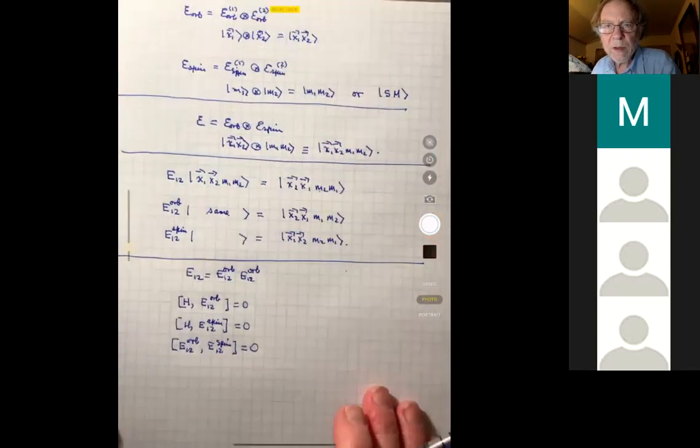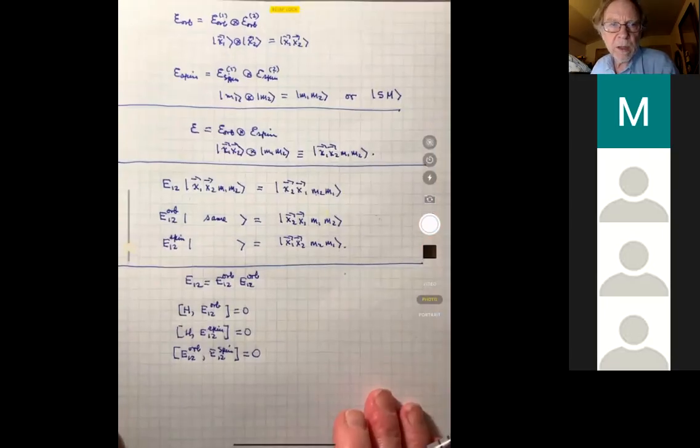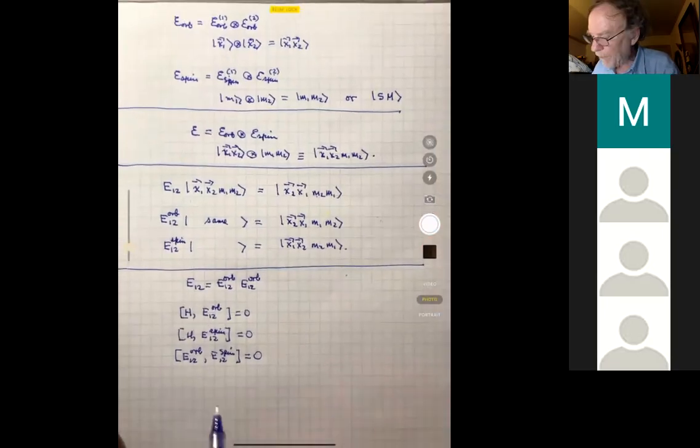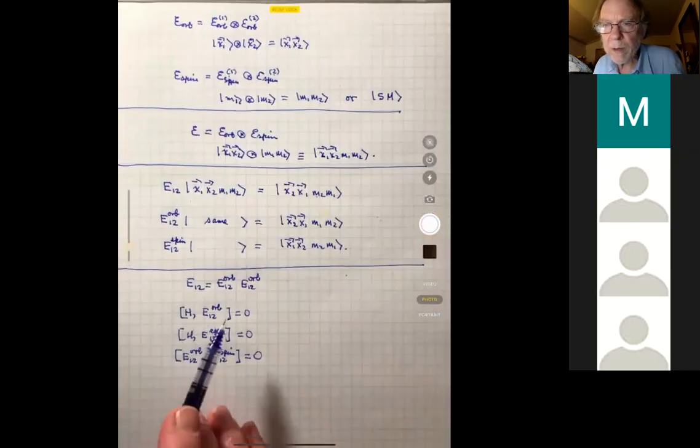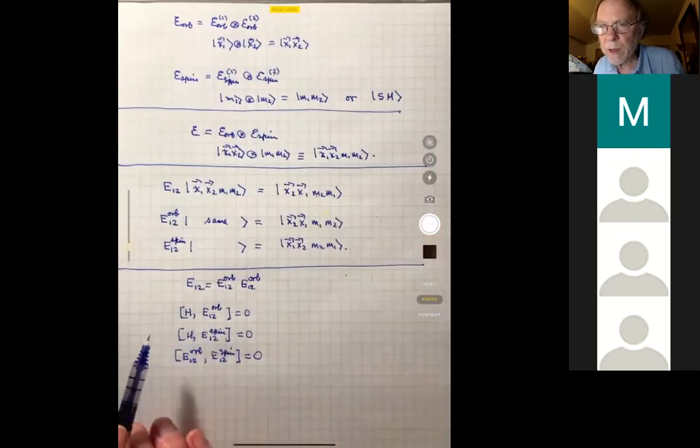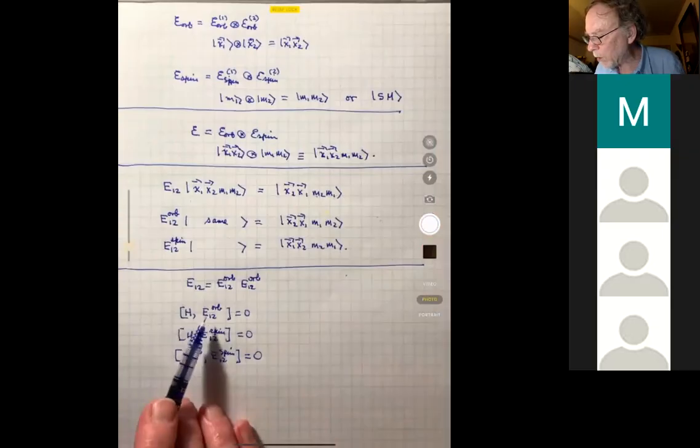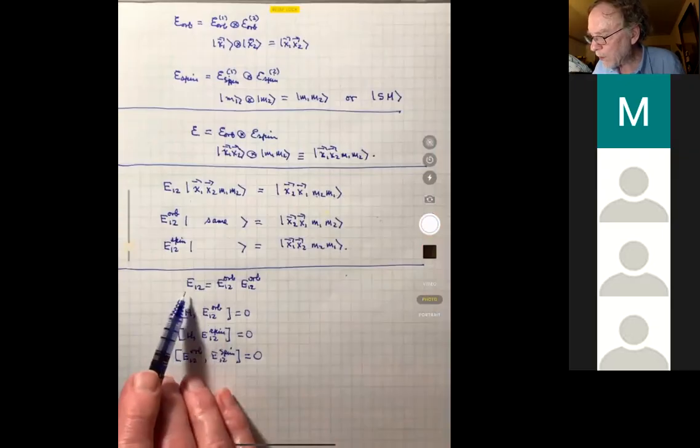And so the result is that for this particular Hamiltonian that we'd like to solve, we have three commuting observables. Two of them are symmetry operators, orbital and spin exchange, and the third one is the Hamiltonian. That means that they possess simultaneous eigenstates. Moreover, if we have a simultaneous eigenstate of E12 orbital and E12 spin, then it's automatically an eigenstate of E12.